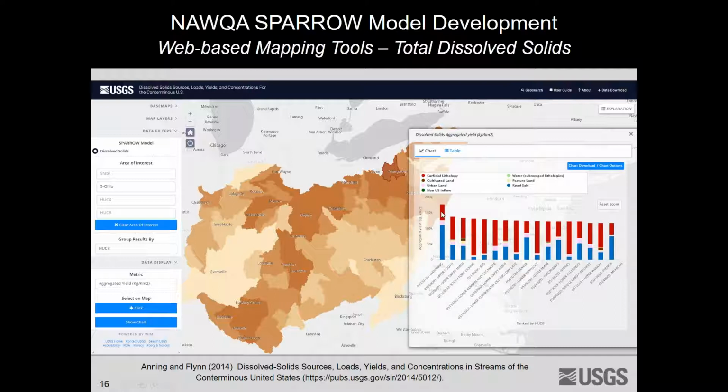So what I did was I highlighted the tallest bar, and that highlighted the Youngstown area, HUC 8. And you can see from that the largest contributor to total dissolved solids in that area is road salt, which probably makes sense given the lake effect snow that occurs there. So those are just some of the things you can do.